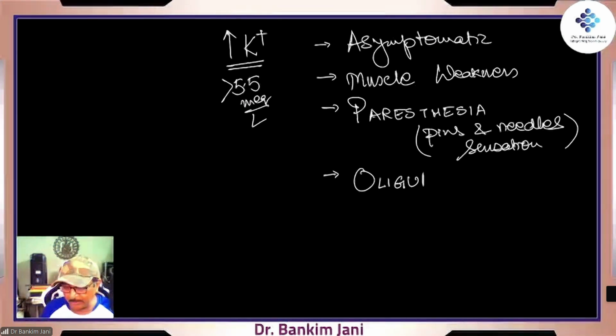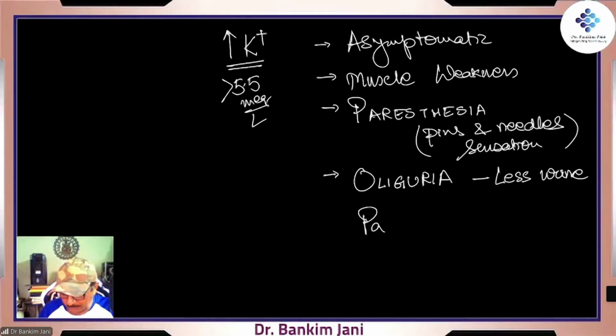Then oliguria. Oliguria means less urine. Less urine. This is affecting the kidneys. And now we will find palpitations. Palpitations is when a person feels that his heart is beating. If this is the sign, then it might be the beginning.